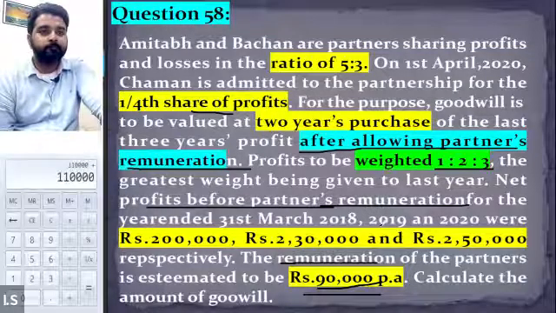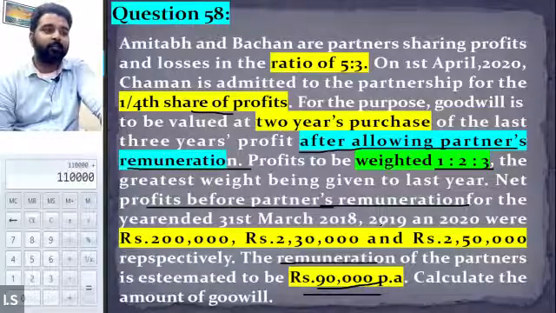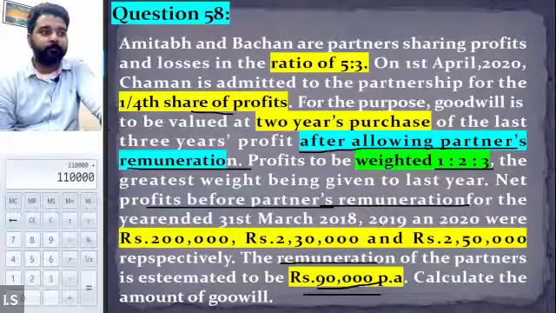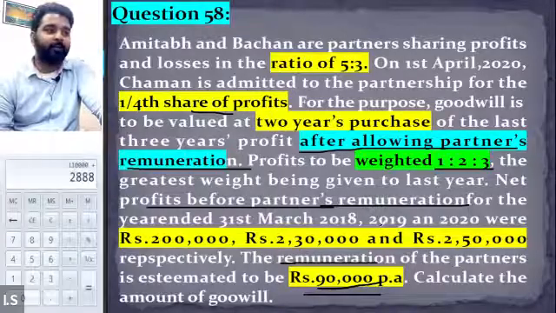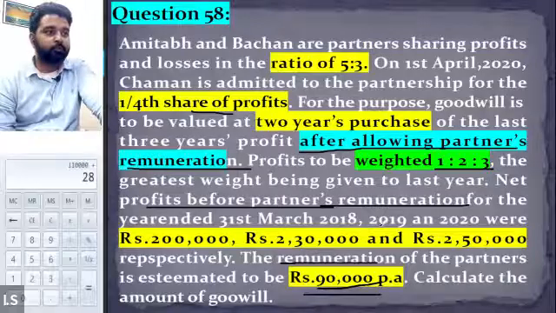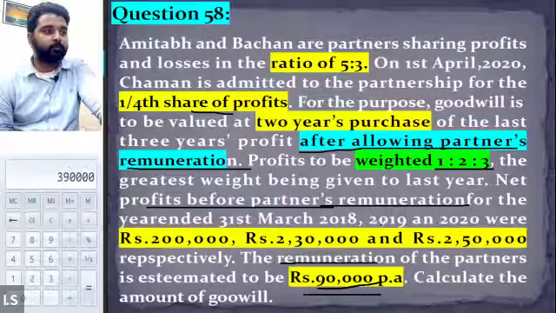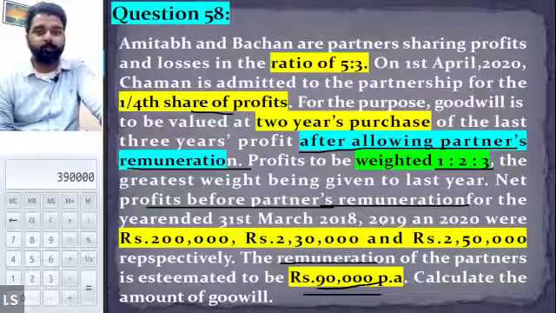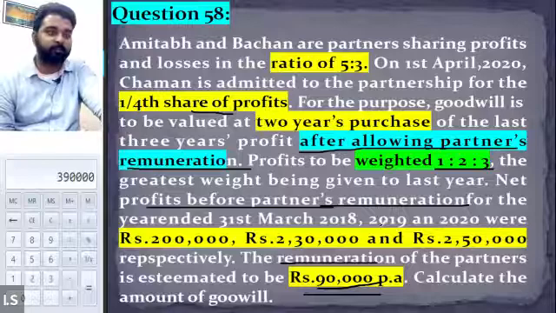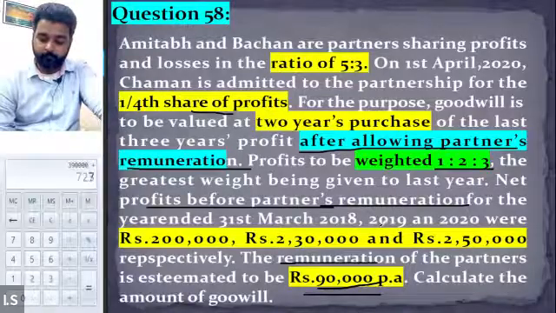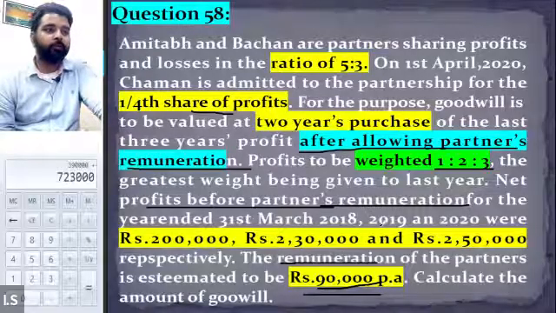Yes, sir. So in that case, for the year 2019, the weighted profit should be 2,80,000. So we will add 2,80,000 in 2,10,000. So the value will become 3,90,000. And then finally, the total weighted profit should be 7,23,000. Are you getting this value? No, sir. You're not getting this value.